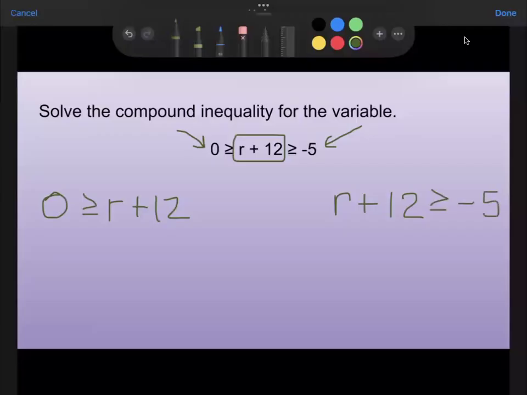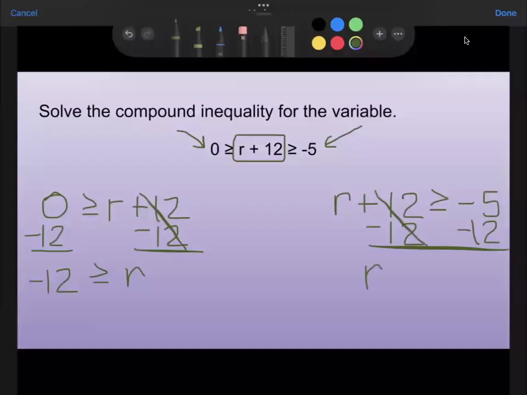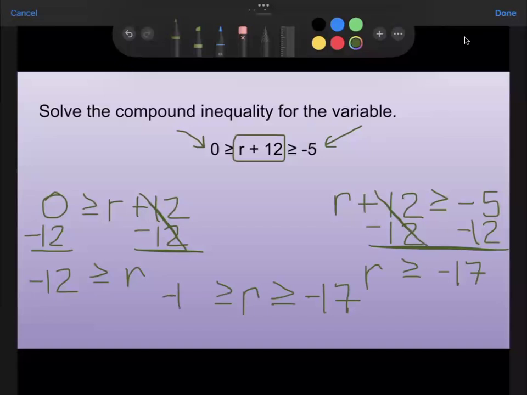Now I'm going to solve them separately. I'm going to subtract 12 from both sides here. Cancel this. So it's -12 is greater than or equal to R. And then on this side, it's going to be -12, -12, cancel here. So R is greater than or equal to -17. So I could either write the word and in between these two inequalities, or I could put the R in the middle and have it greater than or equal to -17, but less than or equal to -12.